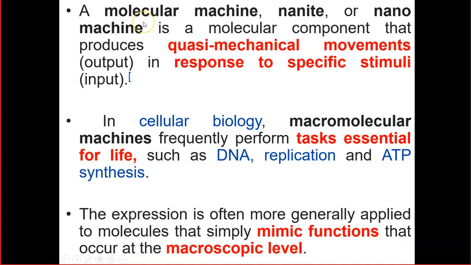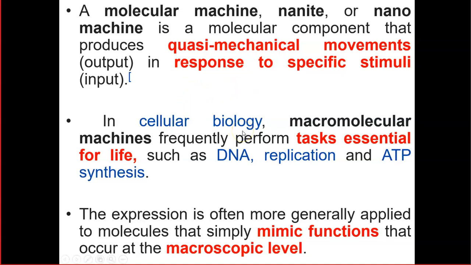These molecular machines can be called nano machines or nanites, and you know the meaning of nano: very small, very tiny. So molecular machines are very small, tiny machines, a molecular component that produces quasi-mechanical movements. As the machine is very small, the movements will be very small, and quasi, in response to specific stimuli. Suppose you see our heart rhythm: this is heart stimulation. In response to any stimulation, these molecular machines will also produce very small movements in relation to each other.